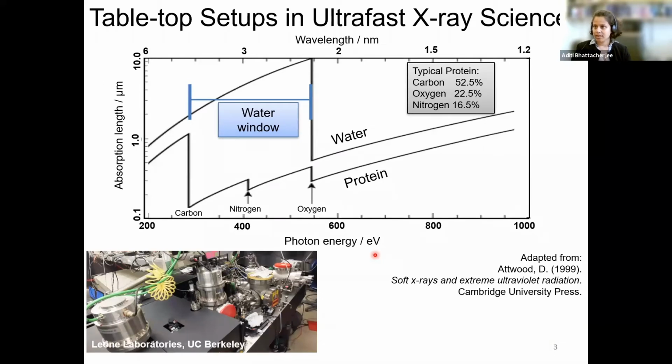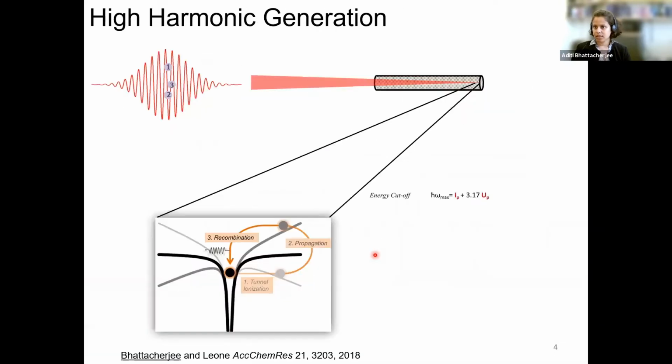And so the way that tabletop sources do this is using a process known as high harmonic generation. This is a very quick one-slide summary of what this physical process entails. At the heart of it is an ultra-short pulse that is focused in a rare gas medium in a gas cell, shown here on the right.